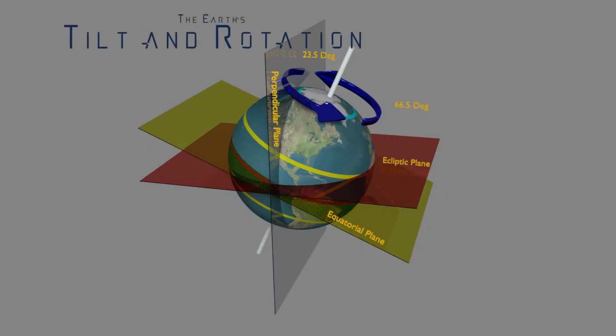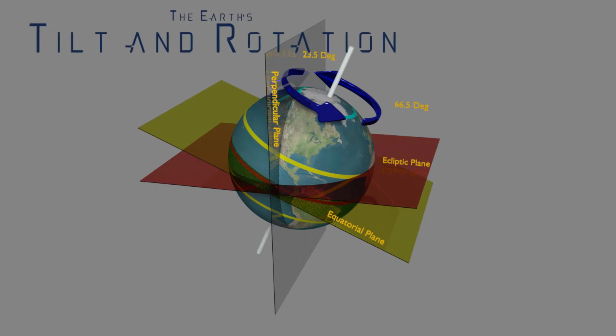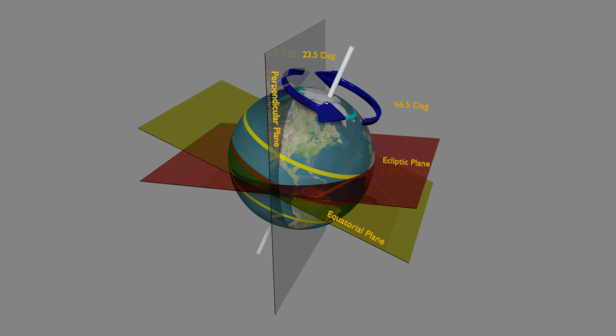The Earth's tilt and rotation. The Earth is tilted on its axis. The reference for this tilt is the plane of the ecliptic, which is also the orbital plane of the Earth around the Sun, and also the Sun's equatorial plane. The measurement of tilt is based off of the perpendicular to this plane, and that is 23.5 degrees, or 23 degrees, 27 minutes. This tilt always faces the same fixed point in space.